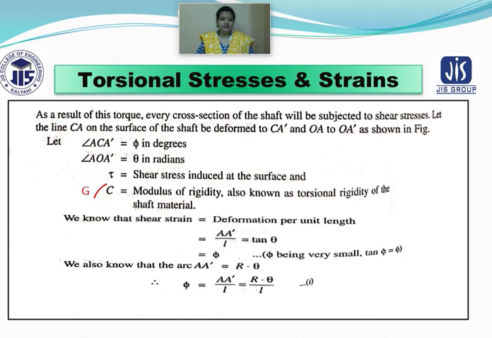According to the shear strain, we know A dash by L is represented by tan theta, and this tan theta is also termed as tan phi. Why? Because phi is very small, so tan phi can be written as phi. Also we know that the arc A dash is represented by r theta. So phi is none other than A dash by L, and A dash can also be written as r theta. So this is the first equation you have obtained: phi is equal to r theta by L.